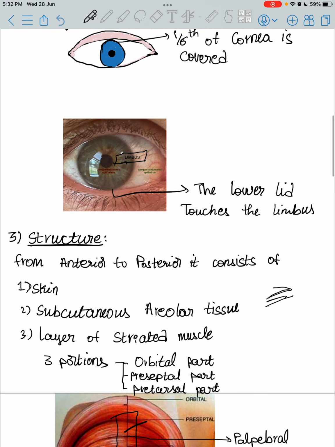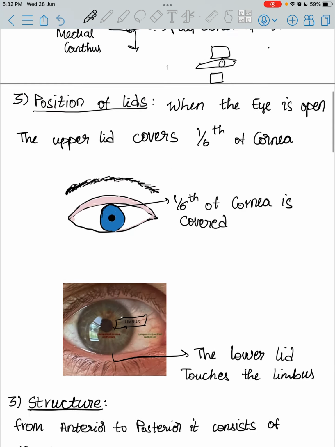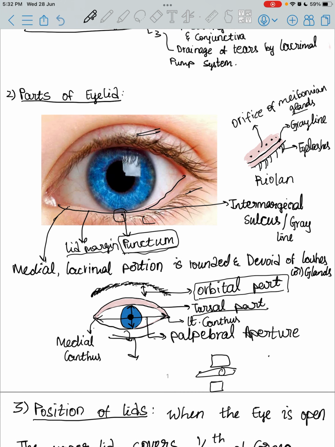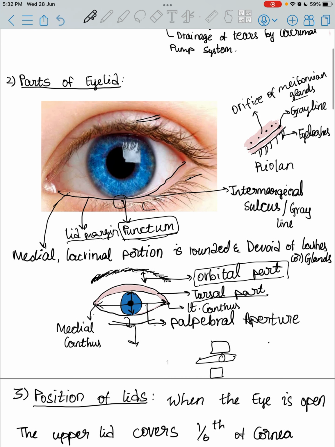So let us see about the gray line. Medial lacrimal portion is rounded and devoid of lashes or glands, and the lateral ciliary portion consists of a rounded anterior border, a sharp posterior border, the mucocutaneous junction, and an intermarginal strip between the two borders.